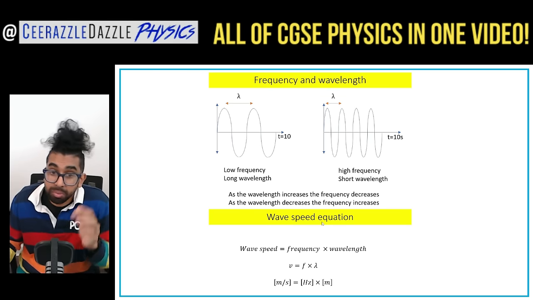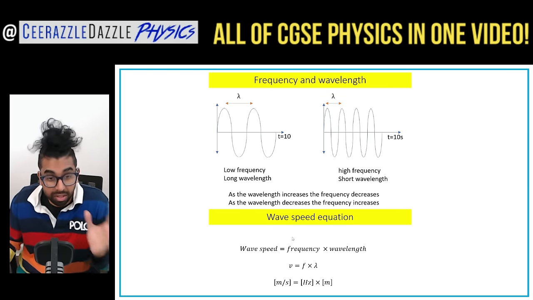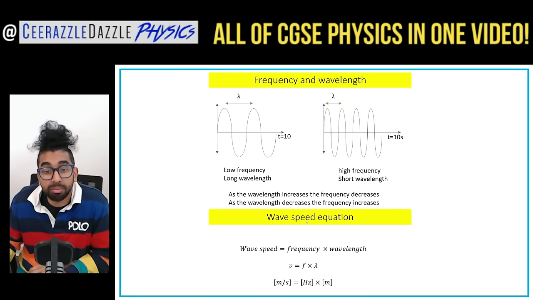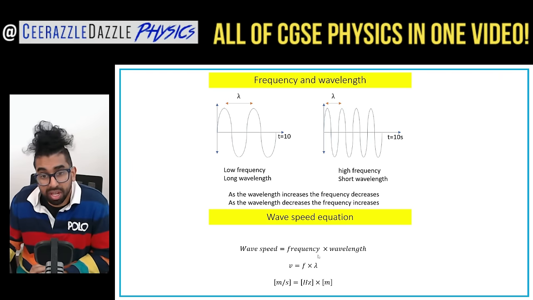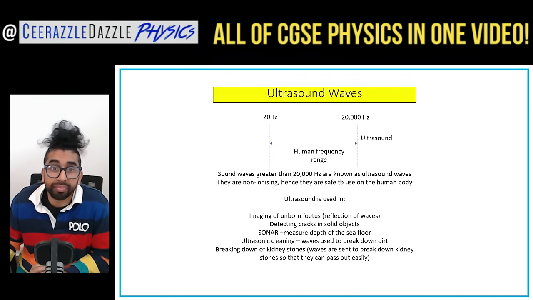This leads us to the wave speed equation. To calculate the speed of a wave, it's equal to the frequency times the wavelength. v is equal to f lambda. Look at the units: velocity is meters per second, frequency is in hertz, and lambda is going to be measured in meters. Make sure that you are familiar with those units.